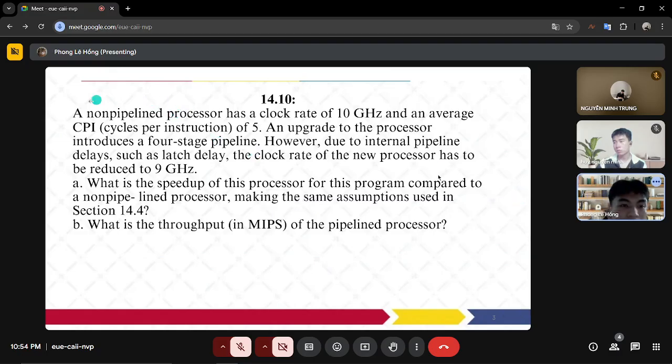So a non-pipeline processor had a clock rate of 10 GHz and an average CPI of 5. An upgrade to the processor introduced a four-stage pipeline. However, due to internal pipeline delays, the clock rate of the new processor had to be reduced to 9 GHz. So we have parts A and B.